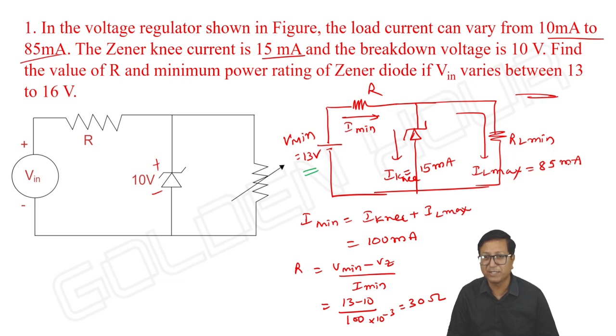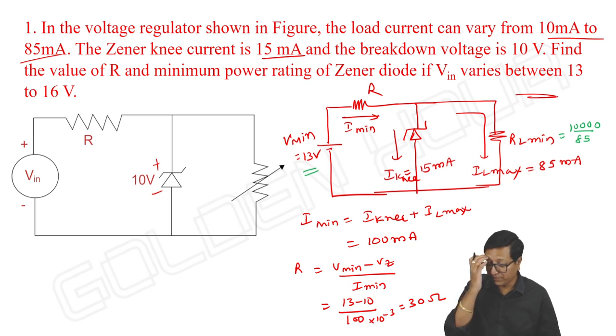How much is it? RL minimum, if you take it, Vz is 10 and IL is 85, so 10,000 by 85 I can write. 10 volts by 85 milli, we can get some value of RL minimum. With V input and RL minimum, we can see the minimum current is 100 milliampere. We have seen that, and the Zener current is like this.